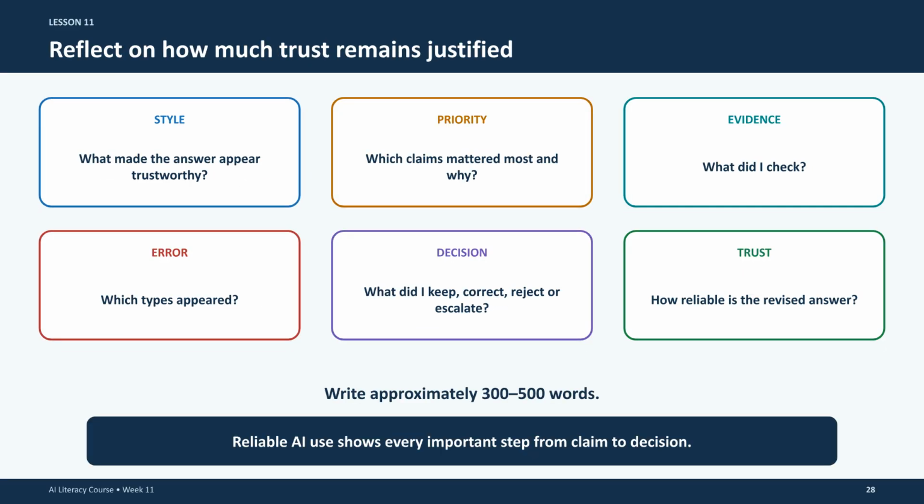Finally, reflect on your findings. What made the initial answer appear trustworthy? What errors were hidden? Reliable AI use means showing every important step, from the initial claim to your final, verified decision.